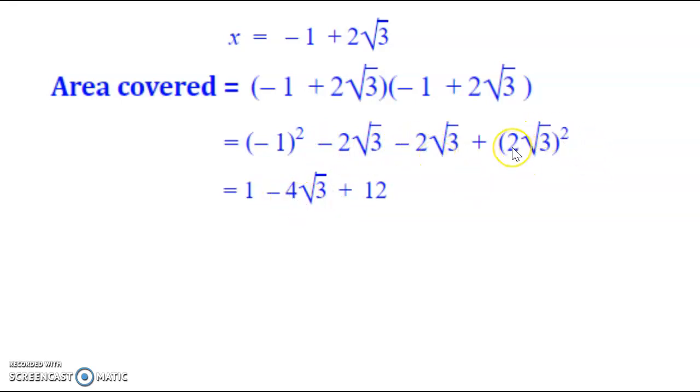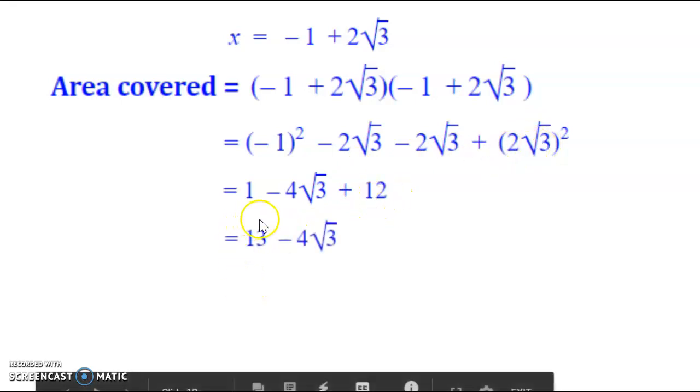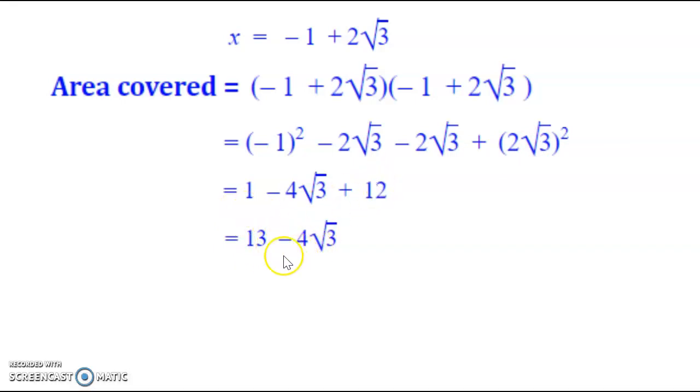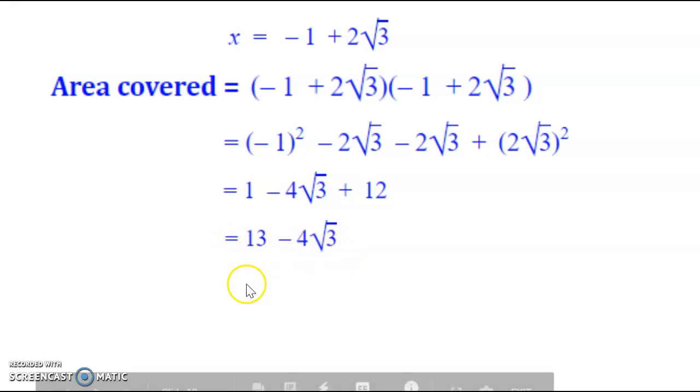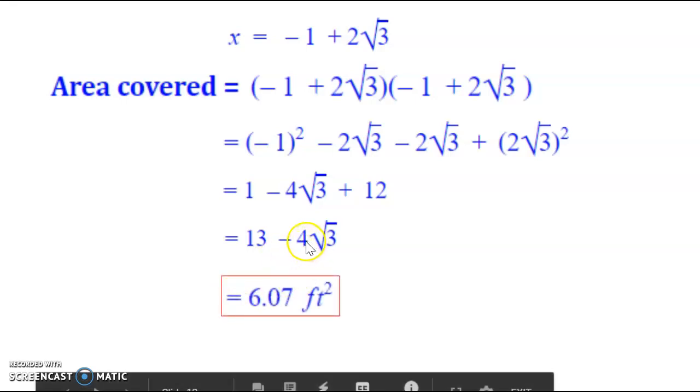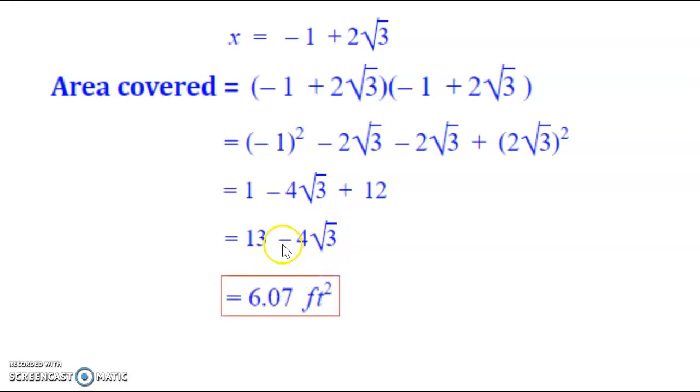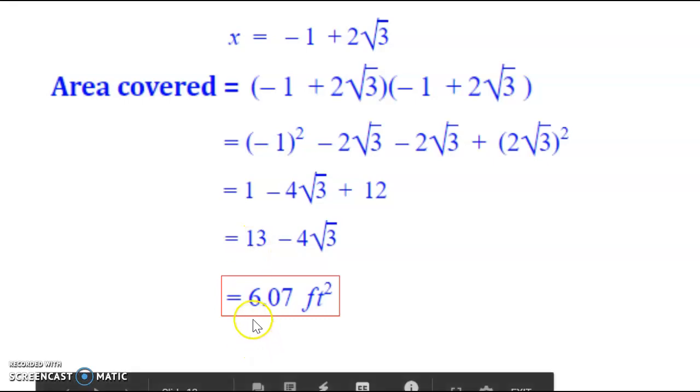Now 2 times 2 is 4, and square root of 3 times square root of 3 is just 3. So it's 4 times 3, which is 12. And that leaves me with 1 plus 12, which is 13, minus 4 root 3. So the area that is covered is 13 minus 4 root 3 feet squared. And if I use the calculator, 4 times root 3 subtracted from 13 gives me 6.07 feet squared.